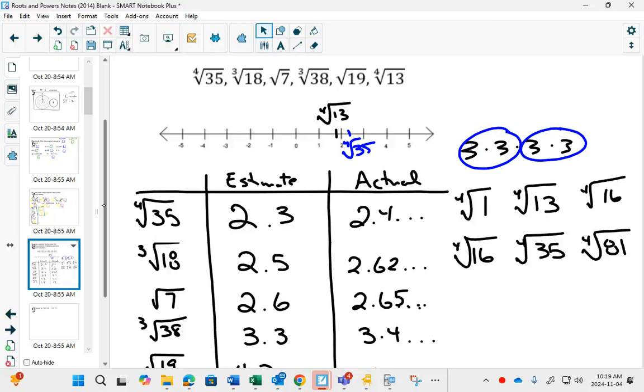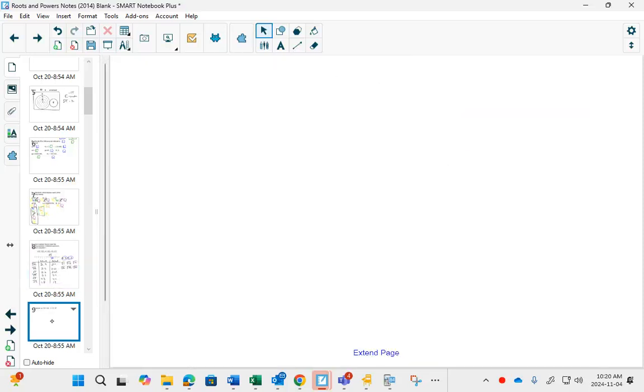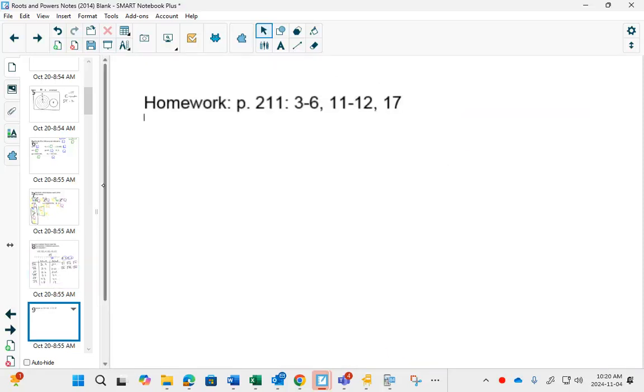We might decide that our scale isn't the greatest here because they're all going to get clumped in there. I'm sure you could do that. We're going to leave that for you to put the rest of them on the number line. Dot, dot, dot. What might you do if this was your actual question? You might not include these negative numbers on your number line and make your number line a little bit wider so that you had more room to put things on. Okay, you've got a homework assignment there on page 211.